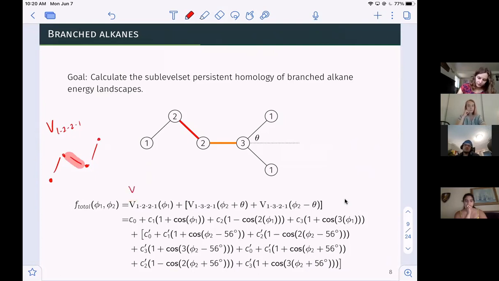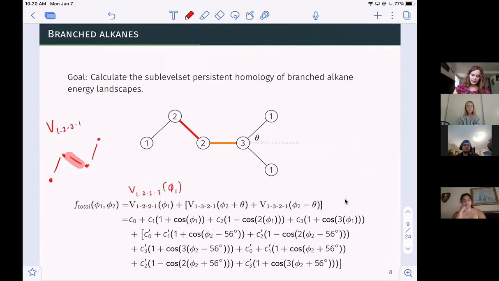is I should treat this as a V1, 2, 2, 3 bond, right? Because this degree of this outer carbon actually matters. If it's a super high degree, that means there's a bunch of other stuff going on here, and that's going to impact the energy function. But for a starting point, we're going to approximate with 1, 2, 2, 1.